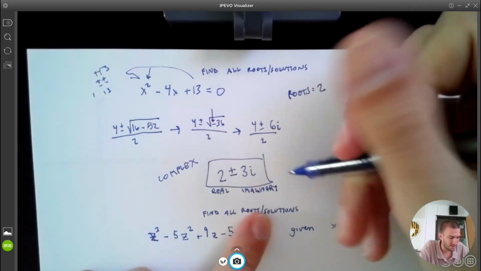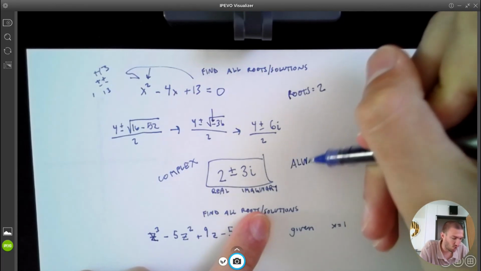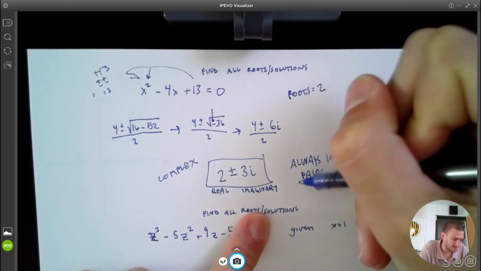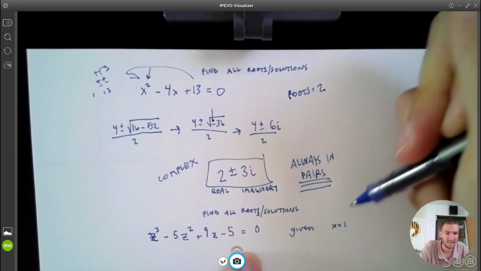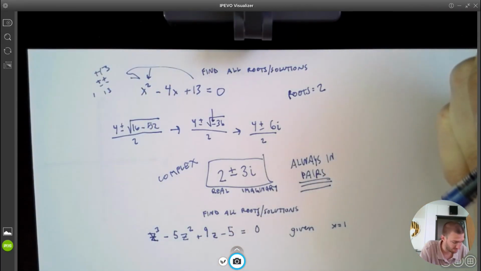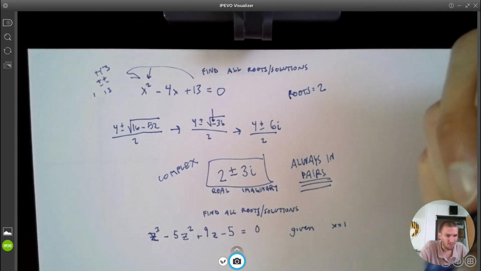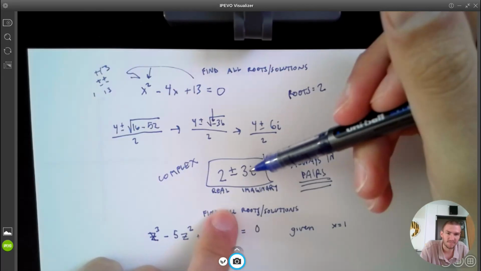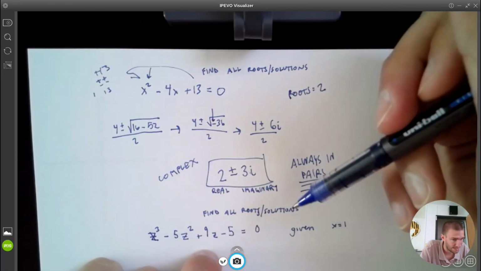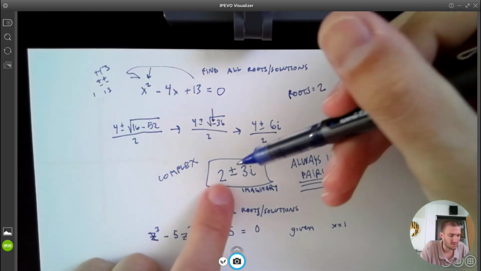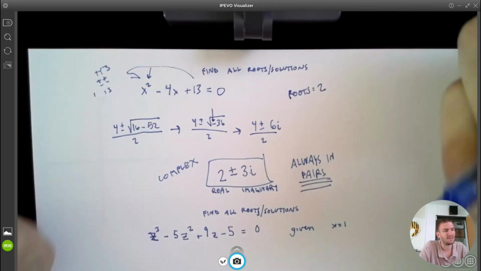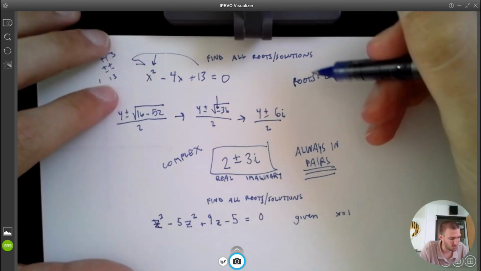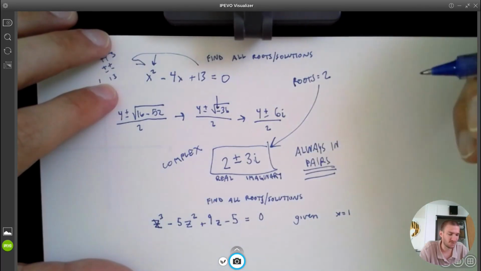Now, the thing about complex roots is that they always come in pairs. We know that for a fact. That's pretty straightforward. They always come from square roots of a negative number, and square roots always make a plus or minus. And so they always come in pairs. So 2 roots, and these are the 2 roots.